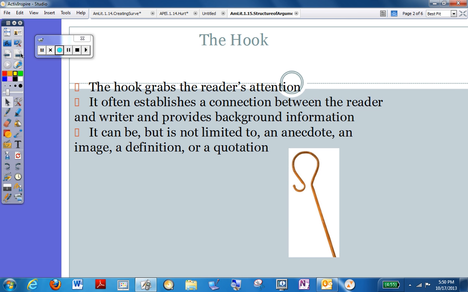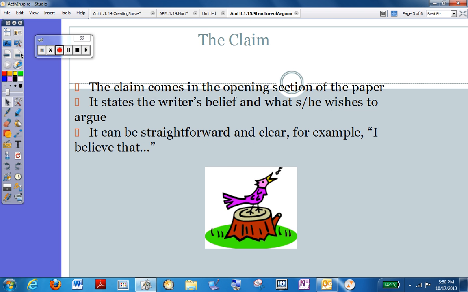It often establishes a connection between the reader and the writer and provides background information. Some ways we can do this is an anecdote, an image, a definition, or a quotation. Remember, an anecdote is a short story that conveys a point and perhaps leads into what is the second part of an argument, the claim.